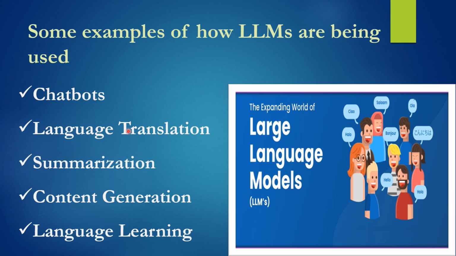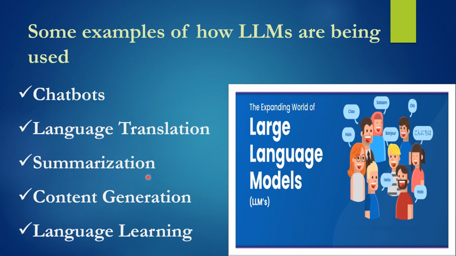Then comes the language translation. These large language models can be used for translating text from one language to another, which makes it easier for people to communicate across linguistic barriers. For example, you can use an LLM powered translation app or a website to translate a text message, web page, or even a book in your preferred language. Suppose you want to translate a book into Hindi from English. You can do this using the language translation feature of LLM.